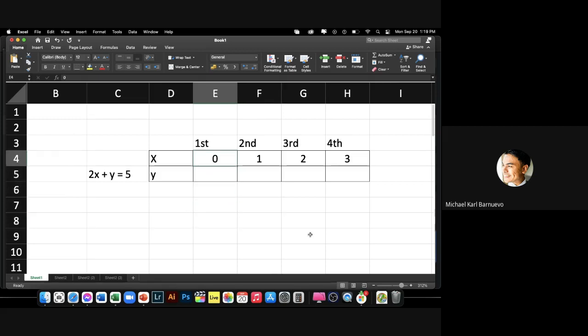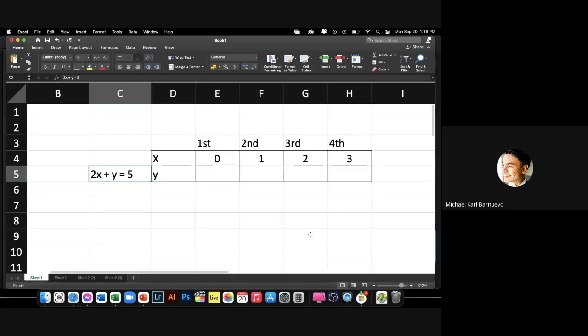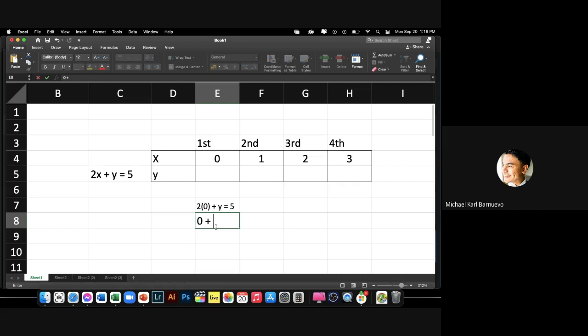Okay, we now have the values for x. Let's substitute in this formula. So how do we do that, sir? Simply, palitan natin yung x ng 0. 2 times 0 plus y is equal to 5. So that is our first formula by substituting x with 0. So let's compute for y. 2 times 0 is, magkano nga ba? It's 0. Okay, so 0 plus y is equal to 5. So y is equal to 5.